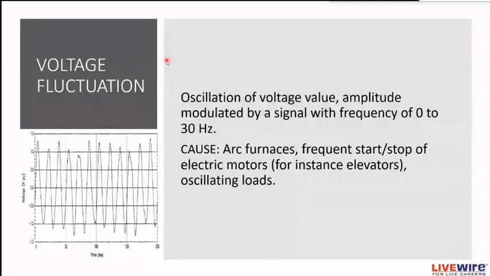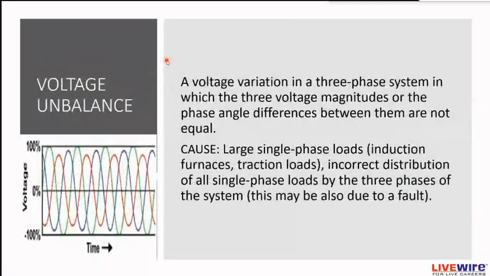Then moving on to the next slide, the voltage unbalance. We know that in a balanced system, the three line-to-neutral voltages are equal in magnitude and are phase displaced from each other by 120 degrees. This is the normal condition. If any deviation occurs from the normal condition, we term it as the voltage unbalance.